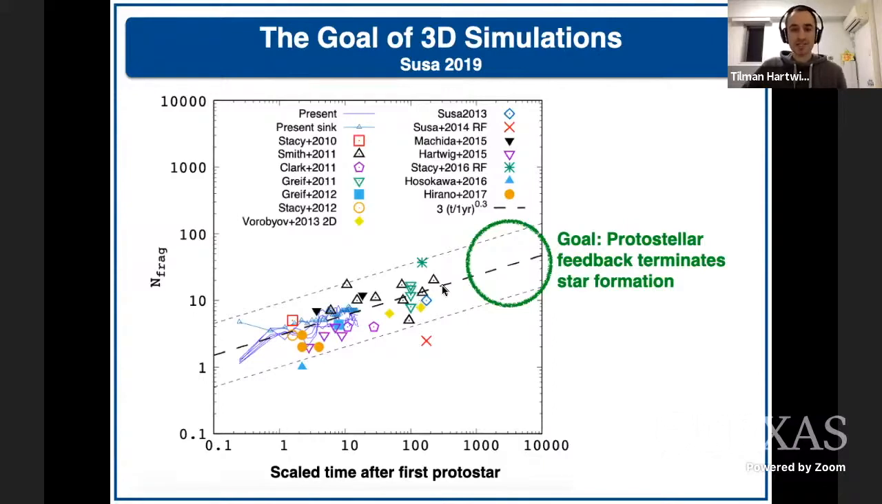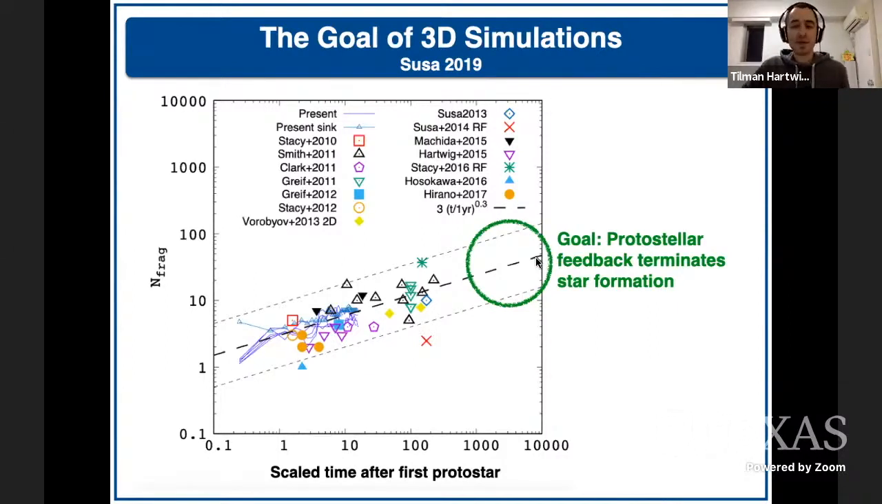But now the question is, for how long do we have to simulate? And the argument is that roughly after 1,000 to 10,000 years, we would expect protostellar feedback to terminate star formation. So to prevent the formation of new clumps and to stop accretion onto existing clumps. So I would say, and Hajime Susa would say, we would need to simulate roughly 1 order of magnitude longer so that we actually see a convergence of the mass distribution.